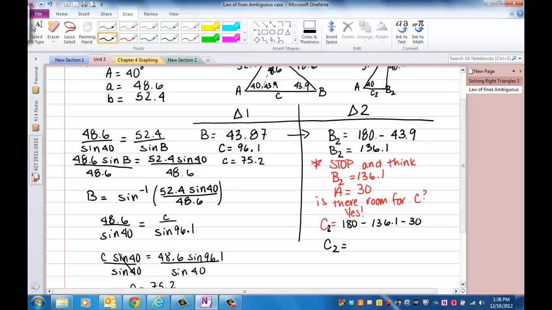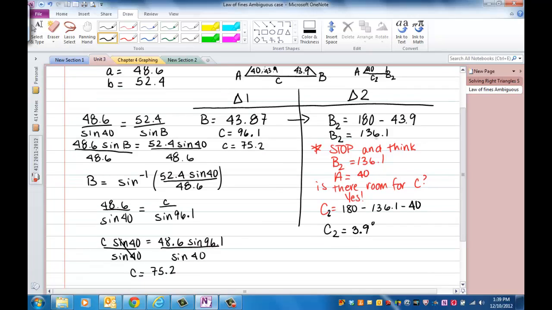This should not be a 30. This should come out to be a 40, so I am sorry about that. Your given angle was 40, not 30, so I apologize. We still have room. This is 176.1, so there's still room for C. It's pretty small. That's okay. Angle C is 3.9 degrees.